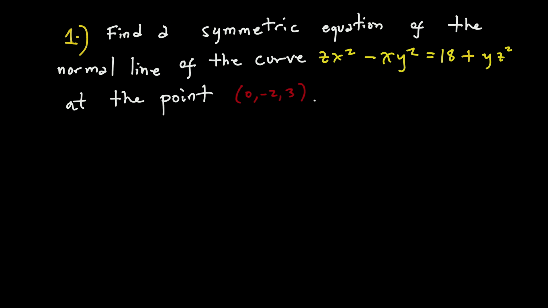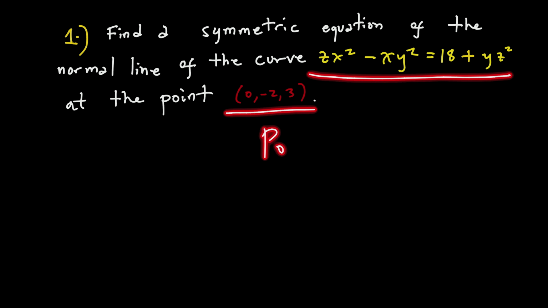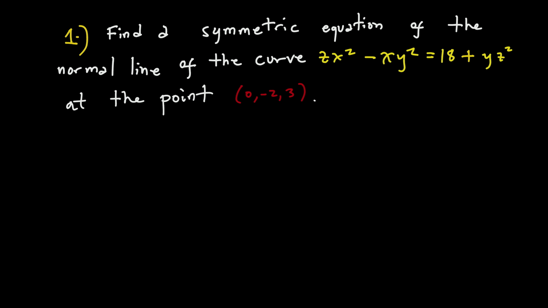Let us now consider this problem. Here you are asked to find the symmetric equation of the normal line where your curve is given by this one, and your point p sub 0 is (0, -2, 3). Notice that in this curve, both sides of the equation contain a variable.